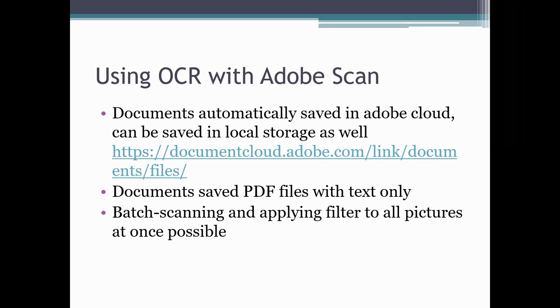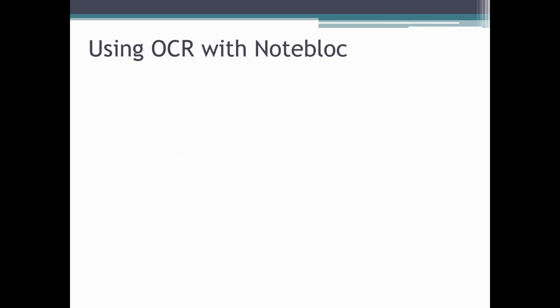Function-wise, Adobe Scan is more or less the same as Office Lens. I personally find the interface slightly prettier, but otherwise they work the same. In this case, the documents are saved in Adobe Cloud instead of OneDrive, and can also be saved in local storage pretty easily. The only shortcoming here is that you are not going to get Word or PowerPoint documents, you are just going to get a PDF. However, one plus point here is that you can apply the same filter to all pictures at once. So weigh your pros and cons and pick one of these software.